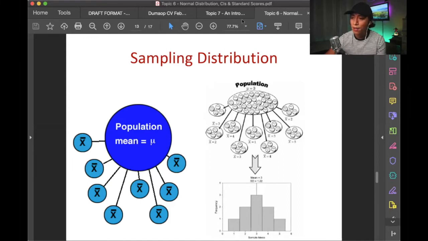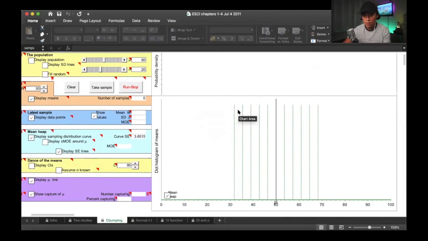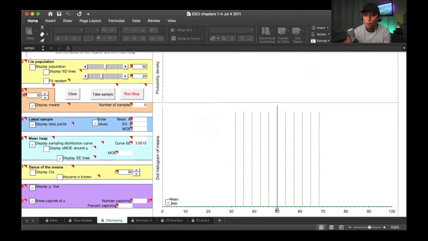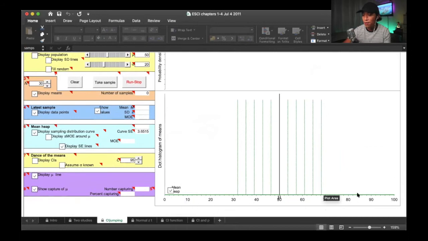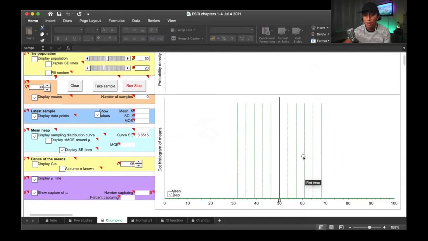I have here some sort of an animation to better illustrate what I am discussing. So here is a simulator. These are some pieces of information about the population. We're not exactly sure what this variable is, but apparently the average value at the population level is 50, with a standard deviation of 20. And then we collect a sample of 20 participants from the population.